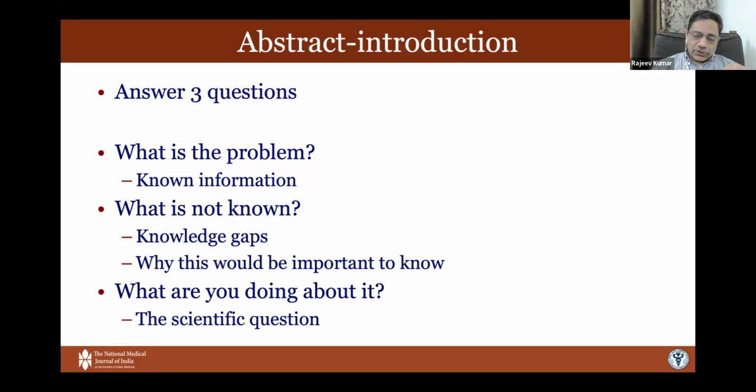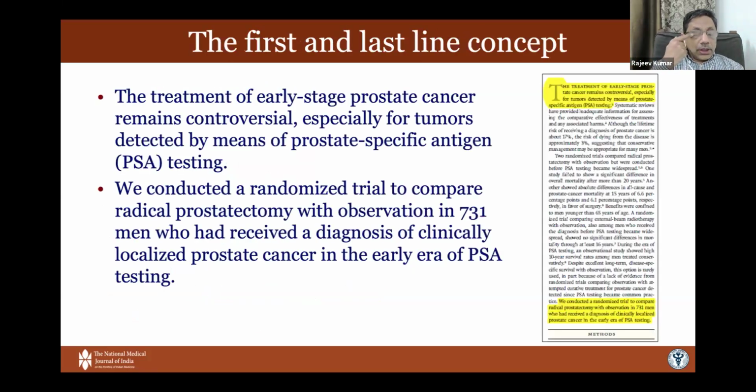So you've answered 3 questions. What is the known knowledge? What is the unknown knowledge? And therefore, how are you going to fill the knowledge gap? That's the introduction section of an abstract. And I'll give you 2 examples. This is a concept that I follow: if you read the first line and the last line of an abstract, you'll understand what the entire abstract is about, or what the entire study is about, or the introduction is about.